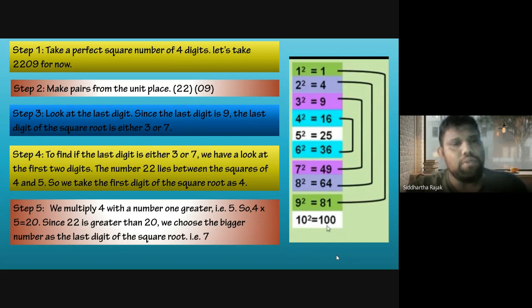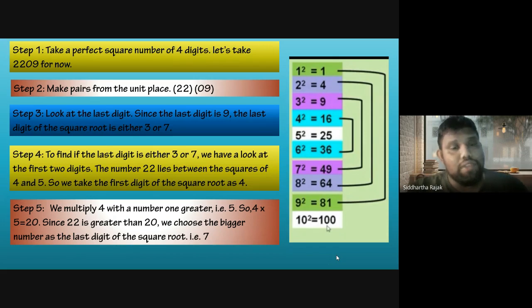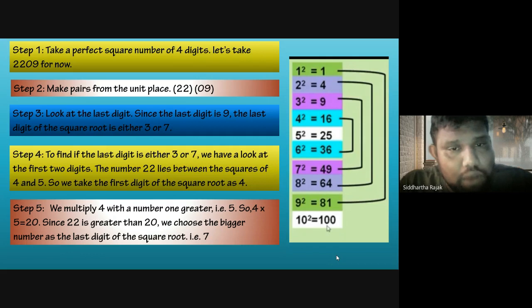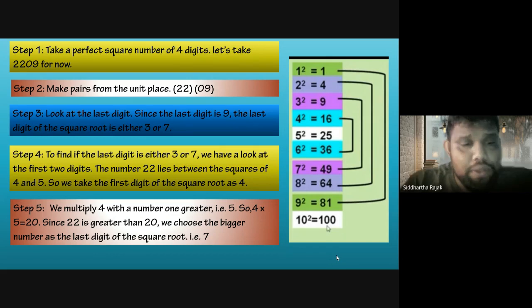Now you need to look at the pair that we made. It's 22, right? Is 22 greater or 20 greater? So 20 is lesser than 22. Since 22 is greater, you have to choose the greater number. Our answer could have either been 43 or 47. So you have to choose 47 because our pair, 22, is greater than 4 into 5, which is the technique that we used. So we choose the bigger number, which is 47.